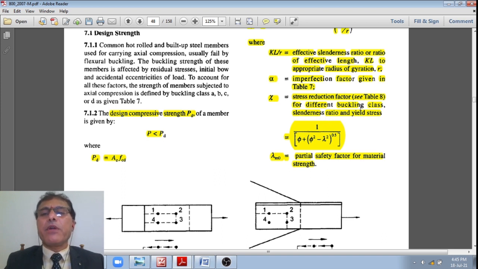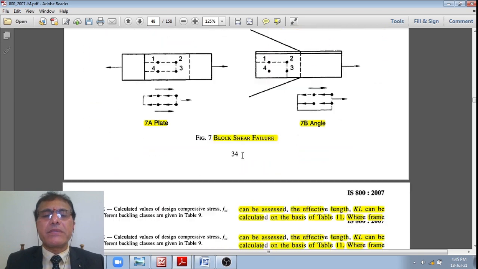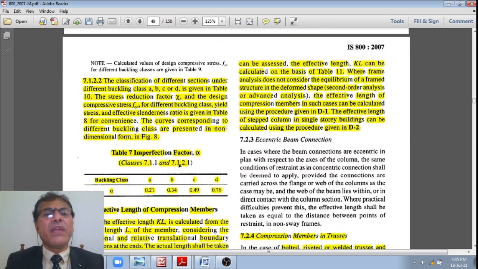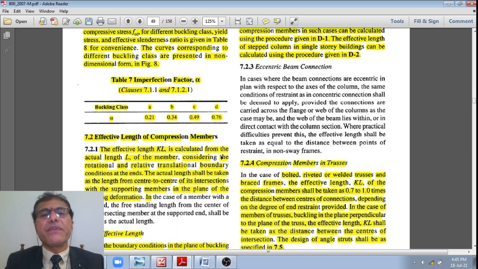And for appropriate buckling class, appropriate slenderness ratio and yield stress, these three parameters we have just seen, which is calculated using this formula 1 divided by phi plus square root of phi square minus lambda square, where gamma m0 is the partial safety factor for the material strength. Whereas now the code says that this stress reduction factor is presented in this figure 8, that now we'll see.